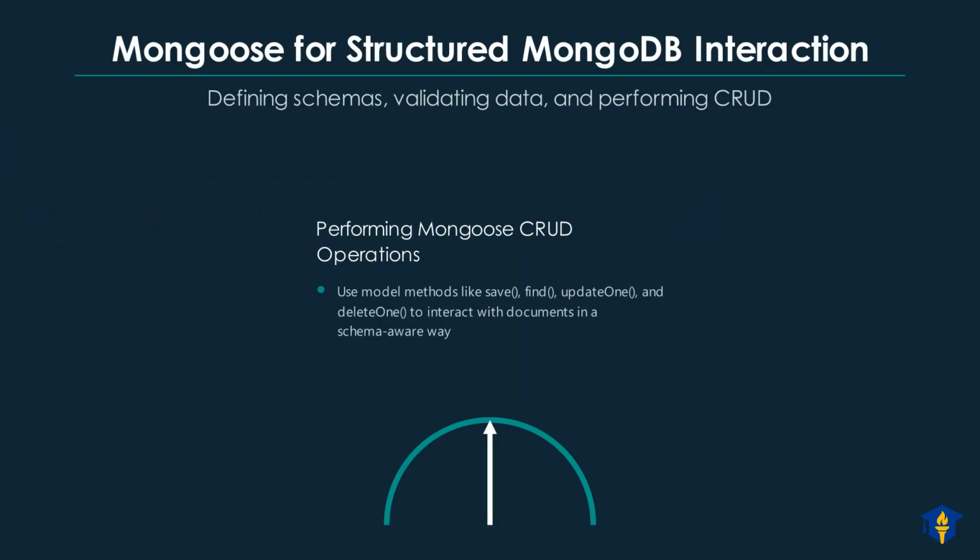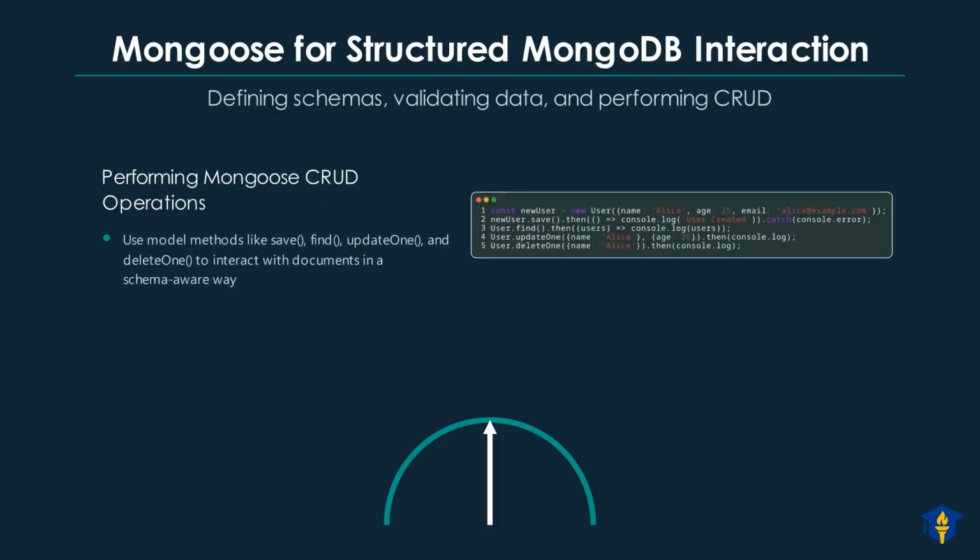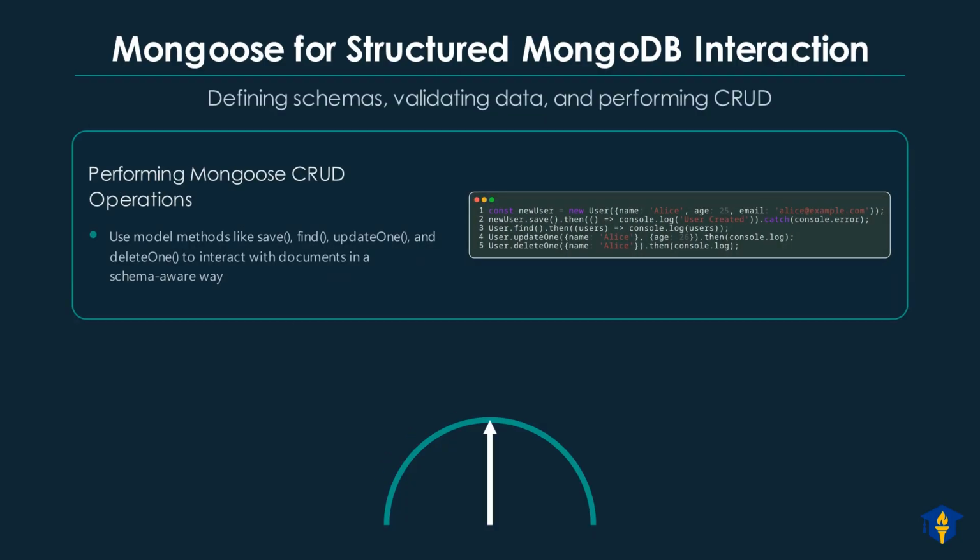Finally, let us perform CRUD operations using Mongoose. Use model methods like save, find, updateOne, and deleteOne to interact with documents in a schema-aware manner. These examples demonstrate creating a new user, finding all users, updating a user's age, and deleting a user by name.